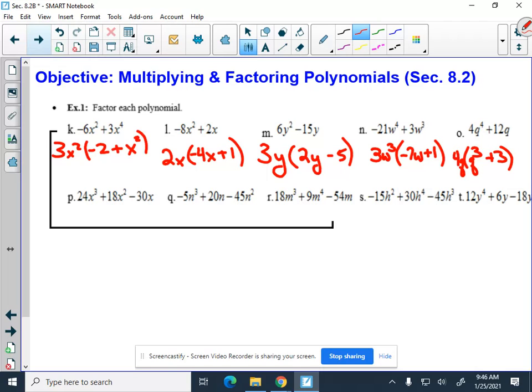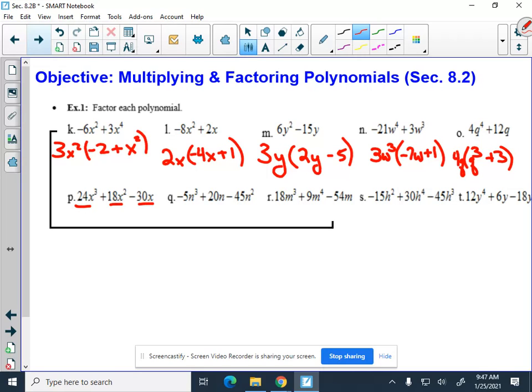So you bring out a 4, you bring out a q. When you multiply by q cubed, that'll be 4q to the 4th. When you multiply 4q times 3, you get 12q. Should work. All right, now a little more complicated. Now we got 3 terms. So here, we have to find a number that'll go into all 3. So for instance, I could divide them all by 2. Okay, but 2 is not going to be the greatest common factor.